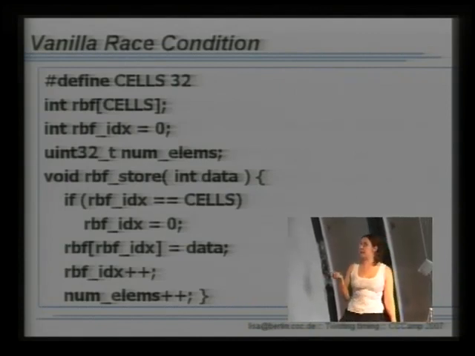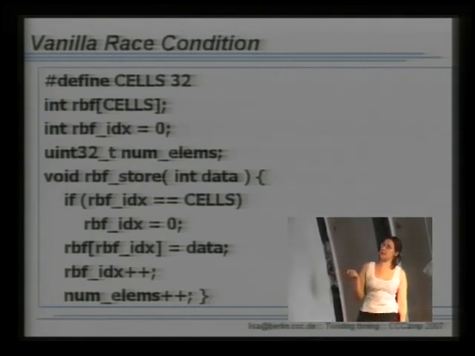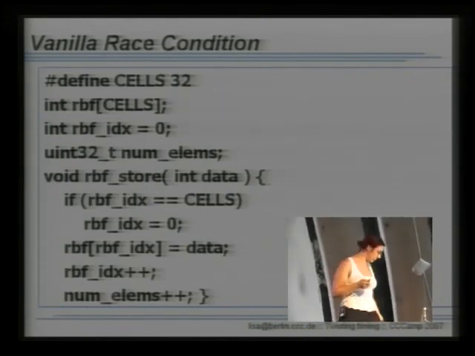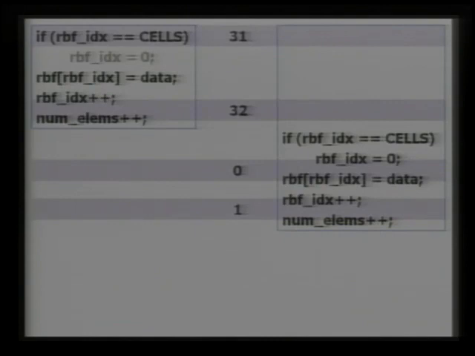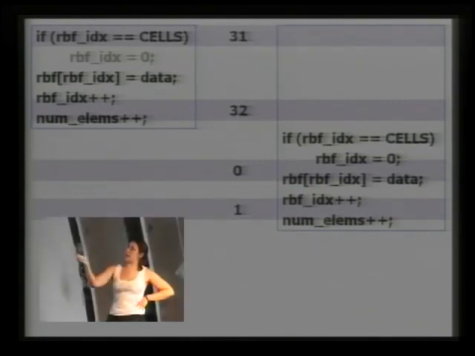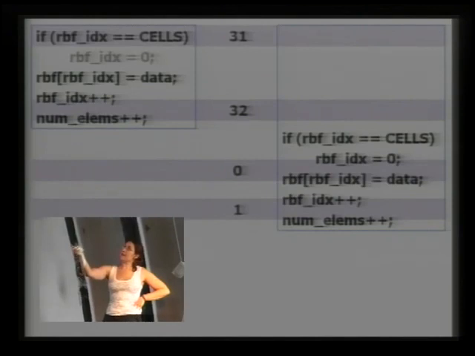So if you find mistakes in any of the code on the slides, it's very likely that there are actually mistakes. I tested the code, but you never know. So this code is okay in this setup. You have two threads, thread 1 and thread 2. Thread 1 comes in here and checks, and the middle column is the value of the RBF IDX counter. Imagine that it comes into this piece of code. The value of RBF IDX is 31.